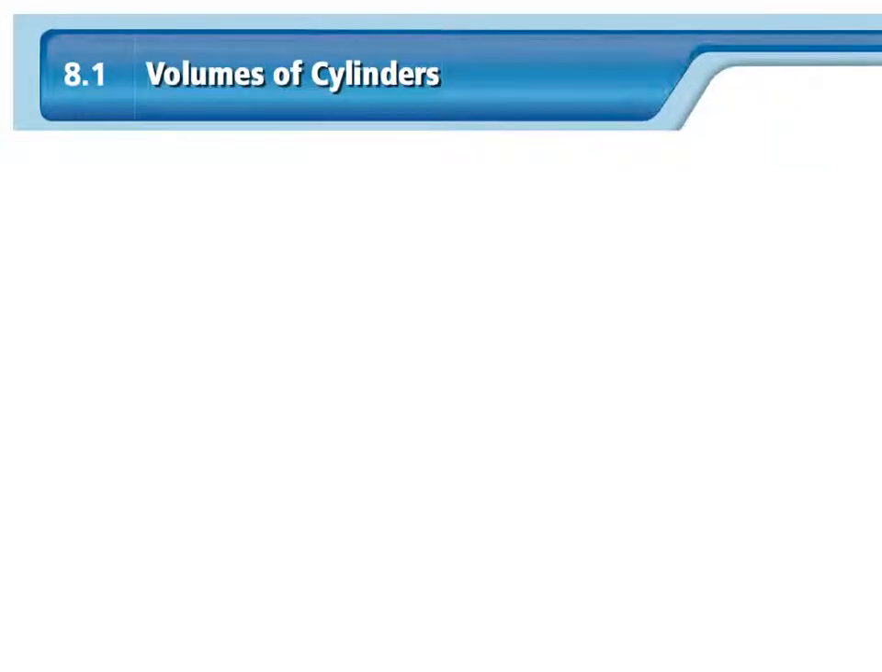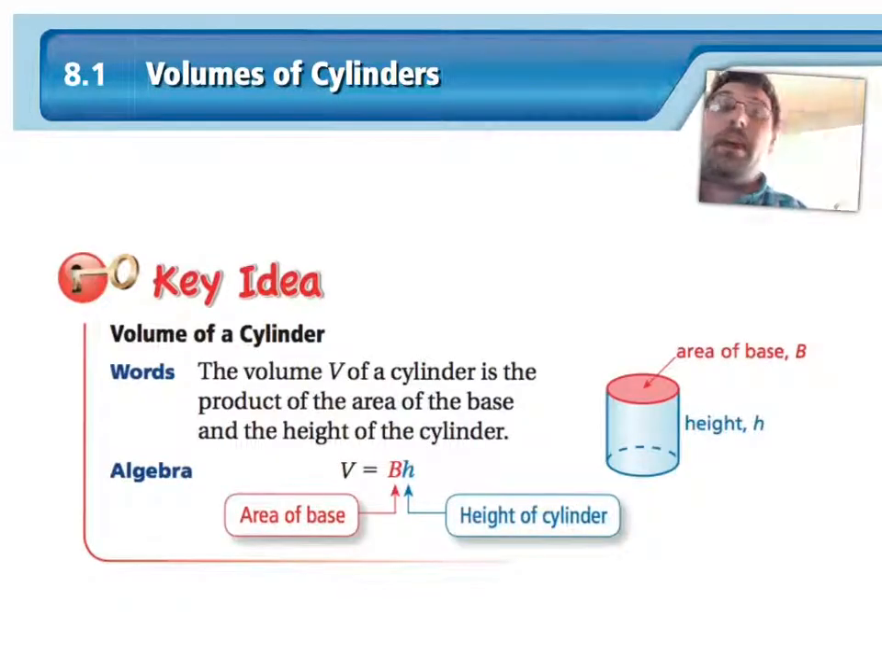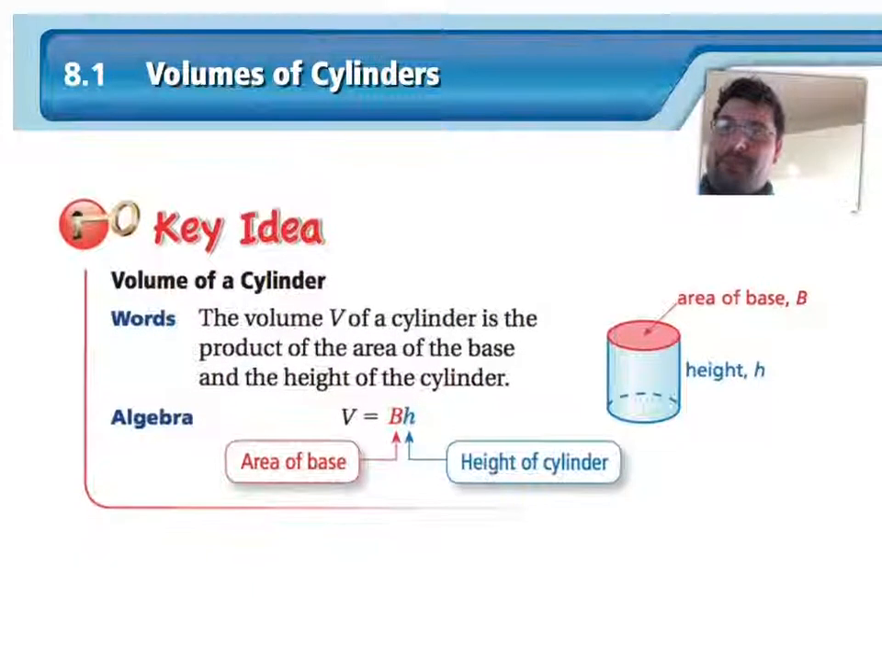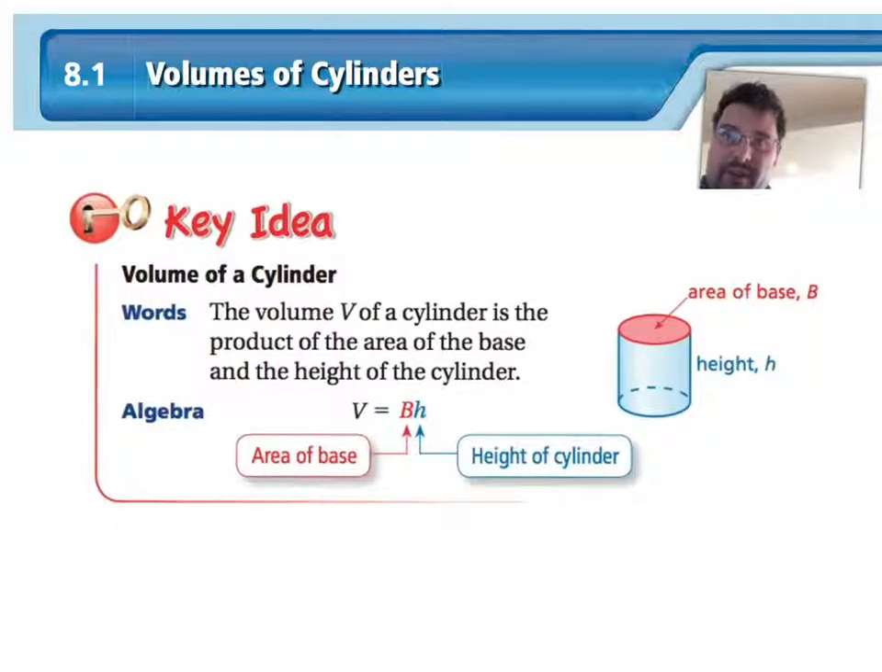All right, we are already in Chapter 8, Section 1 of the 8th grade book, Volumes of Cylinders. Now, we've already found the surface area of a cylinder. We are now going to find the volume. Here's your key idea below.